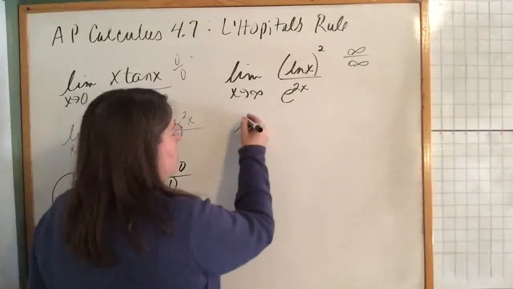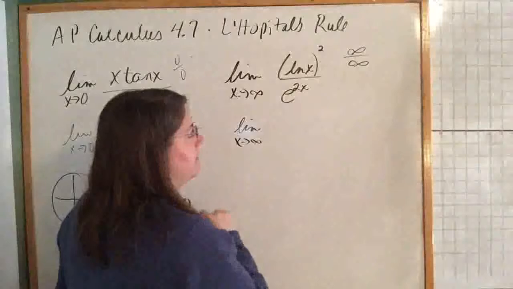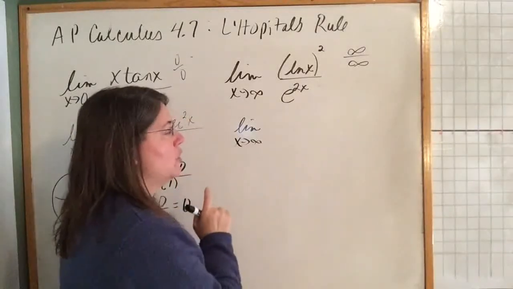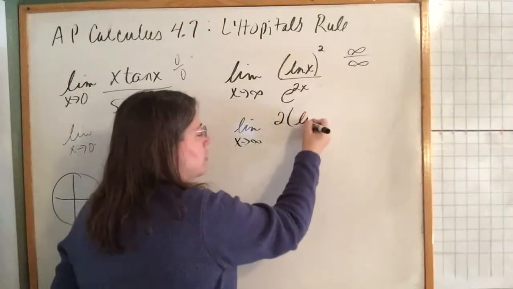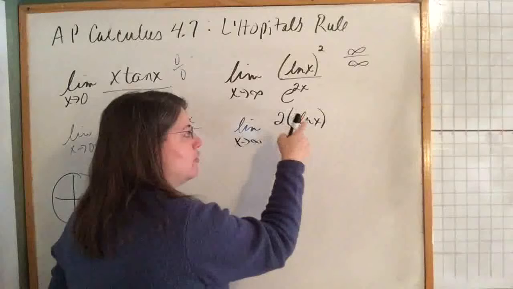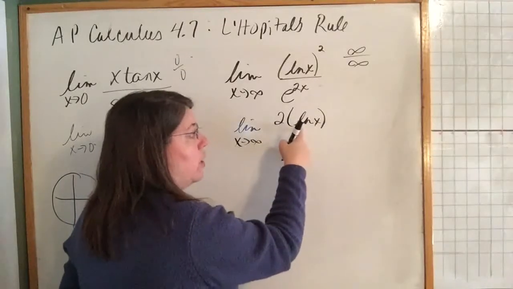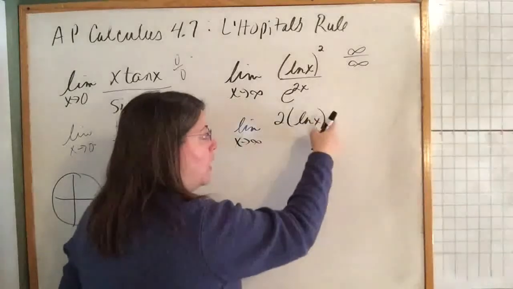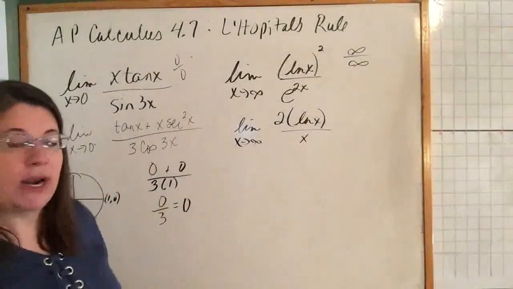So if I do this one, we've got the limit as x approaches infinity. If I take the derivative of the top, I do have to use the chain rule. So to use the chain rule, I take 2 times the original function, natural log of x, decrease the power by 1, so that'll be a 1, and then I take the derivative of the inside. Well, the derivative of natural log of x would be 1 over x. So this would be times 1 over x. So that whole thing is just going to be over x when I simplify it.